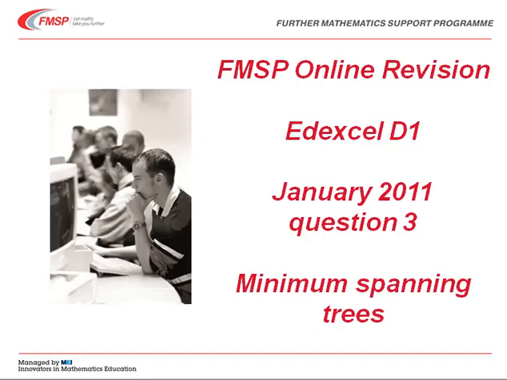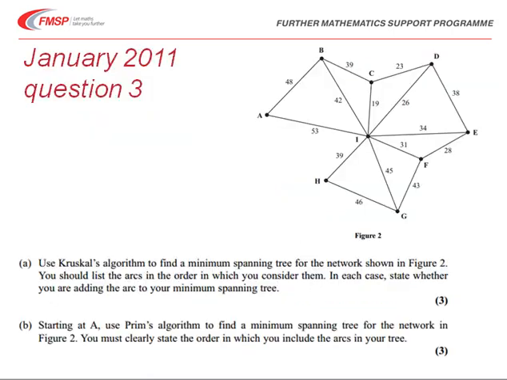In this video I'm looking at the solution to question 3 of the January 2011 Edexcel D1 paper. The topic of this question is minimum spanning trees. The question shows us a figure 2 which is showing a network and asks us in part A to use Kruskal's algorithm to find a minimum spanning tree for the network shown in the figure. We're asked to list the arcs in the order in which we consider them, and in each case state whether you are adding the arc to your minimum spanning tree.